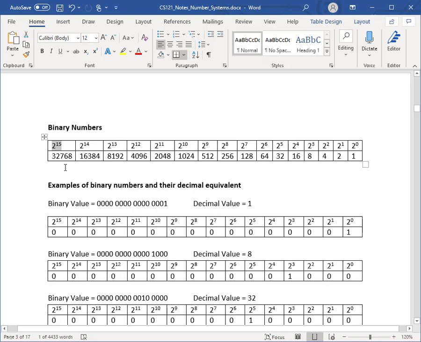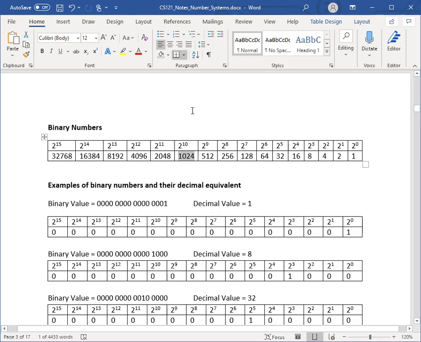Now below that, I have actually calculated what the values are that correspond to those powers of 2. Okay, so 2 to the 0, of course, is 1. And if we go 2 to the 4th, that's 16. So each time we move across, we multiply by 2 and we get the next higher number. One of the neat ones here that kind of stands out is 2 to the 10th, which is 1024.